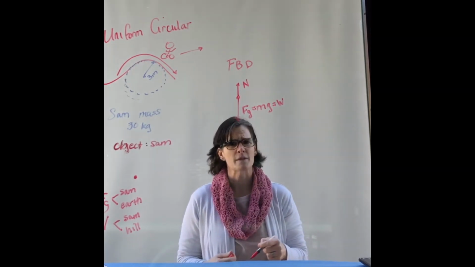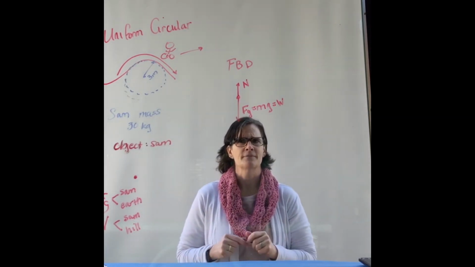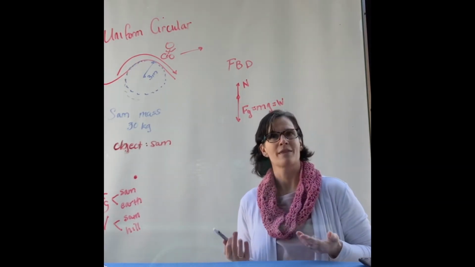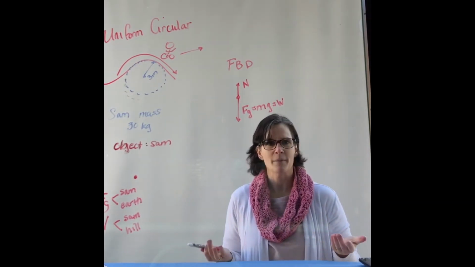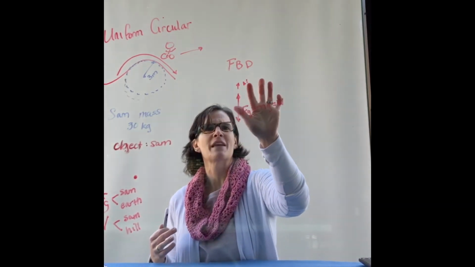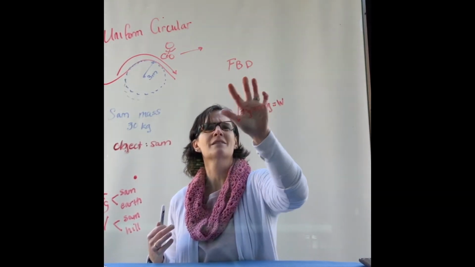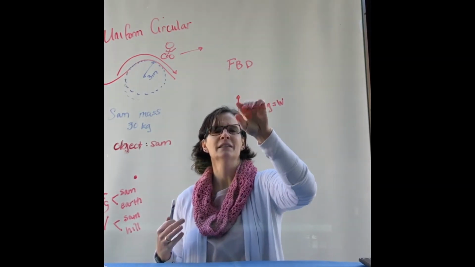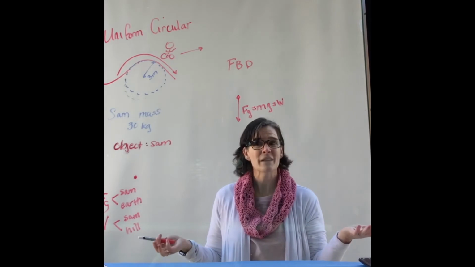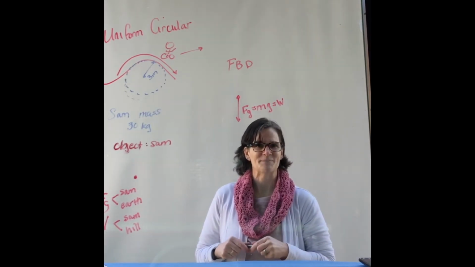So there's a normal force and the force of gravity. Now, if we want Sam to lose contact with that hill, well, what happens to the normal force? It goes away. And so in the case where Sam just loses contact with that hill, there is no normal force. So the force of gravity is really the only force acting on him.